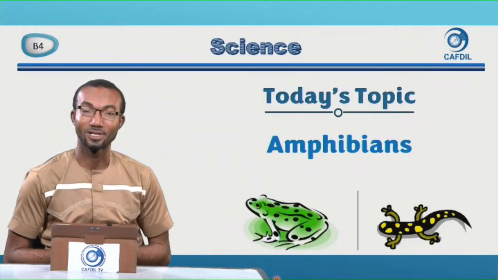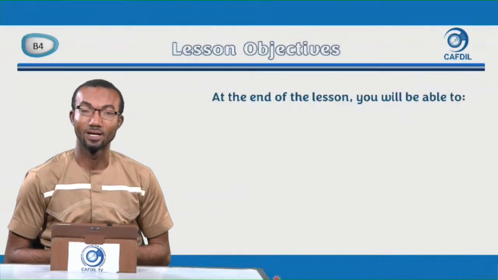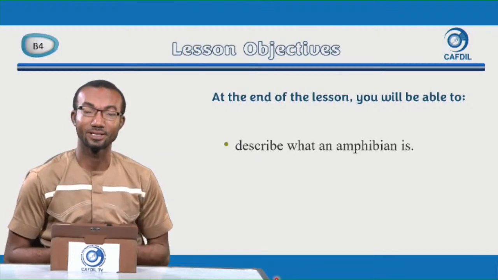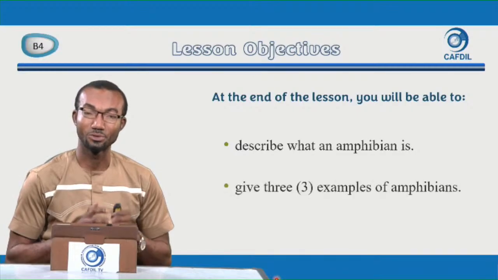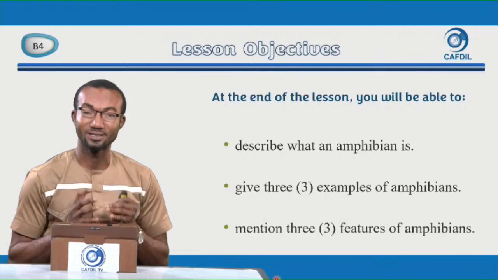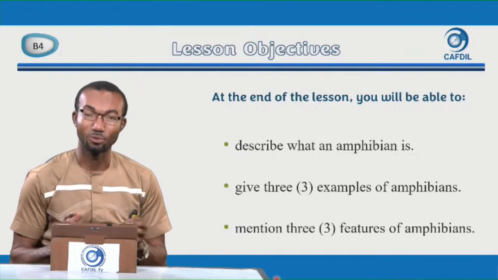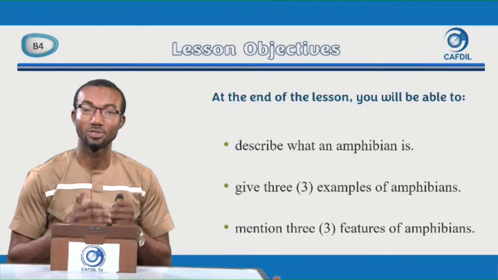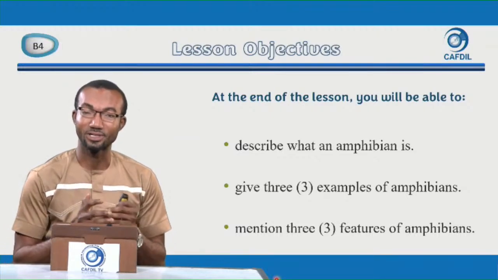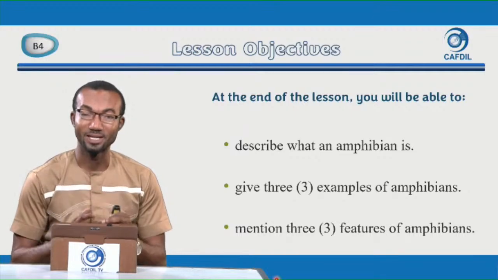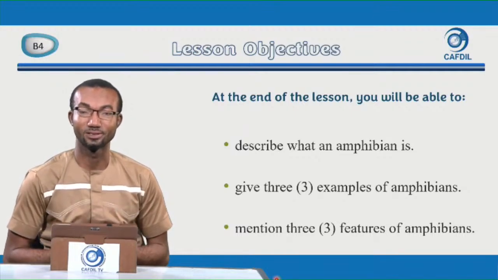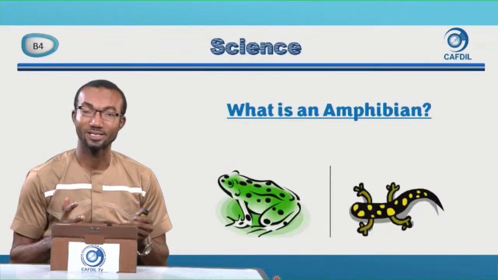Now let's look at the topic on amphibians. At the end of the lesson you will be able to describe what an amphibian is, give 3 examples of amphibians and mention 3 features of amphibians. So Kate, if you pay attention and we all go through the lesson, at the end you will be able to do these. Good. Now let's begin the lesson. What is an amphibian?